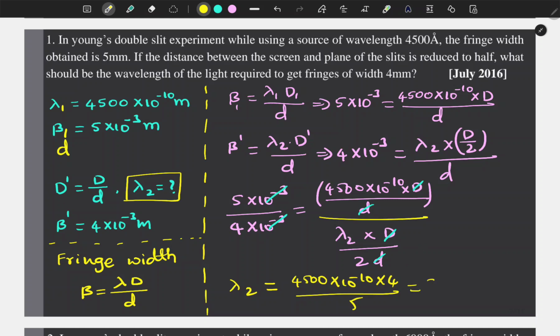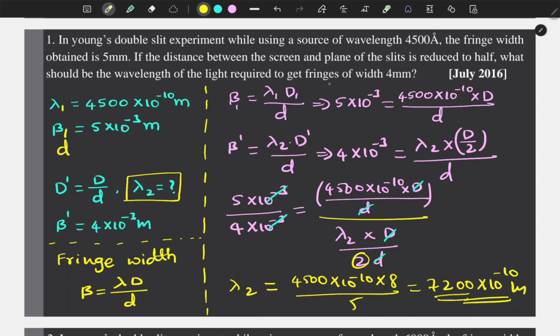So solving that, you will get 7200. Just a minute, something is missing here. Yeah, we have missed 2 also here. So actually this 2 will go to the numerator, so it will become 8. 7200 into 10 to the power minus 10 meters. So this is the answer for this question, lambda 2.